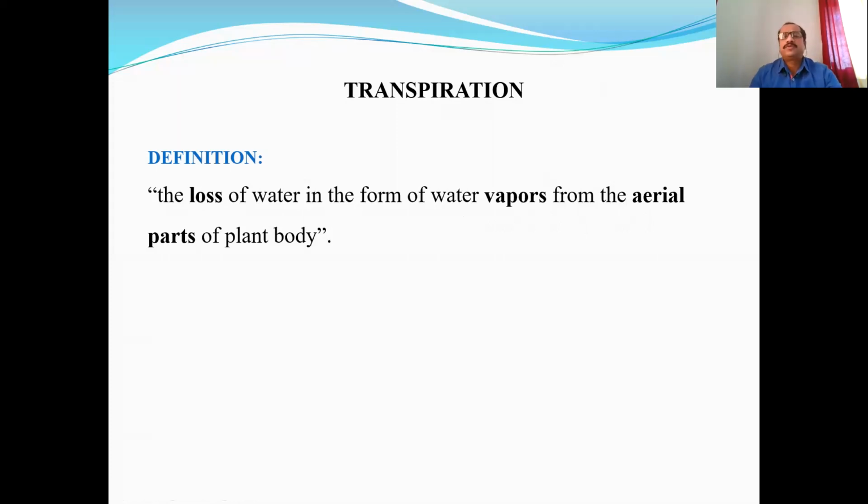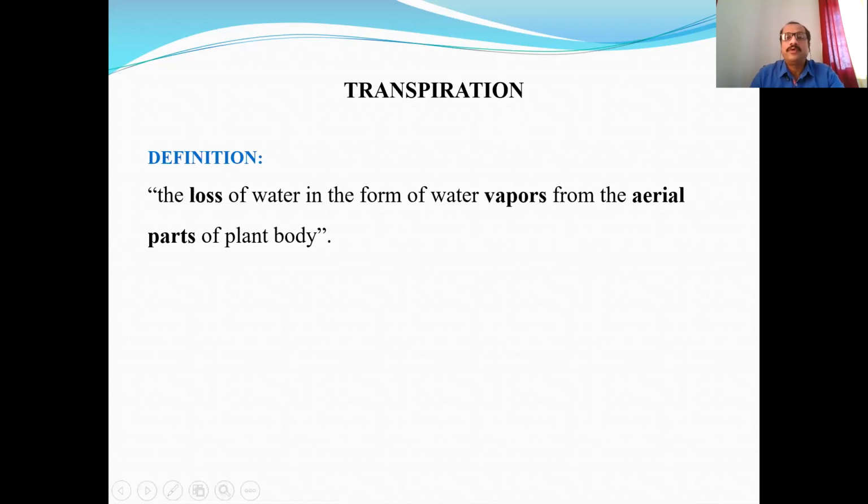Now, this process of transpiration is not very different from the evaporation of water from a wet sponge, but it differs from evaporation in that transpiration is a physiological process, whereas evaporation is a physical process. Transpiration is regulated by the living cells of the plant body due to some pressures like diffusion pressure, vapor pressure, or diffusion pressure deficit. That we are going to study later on.